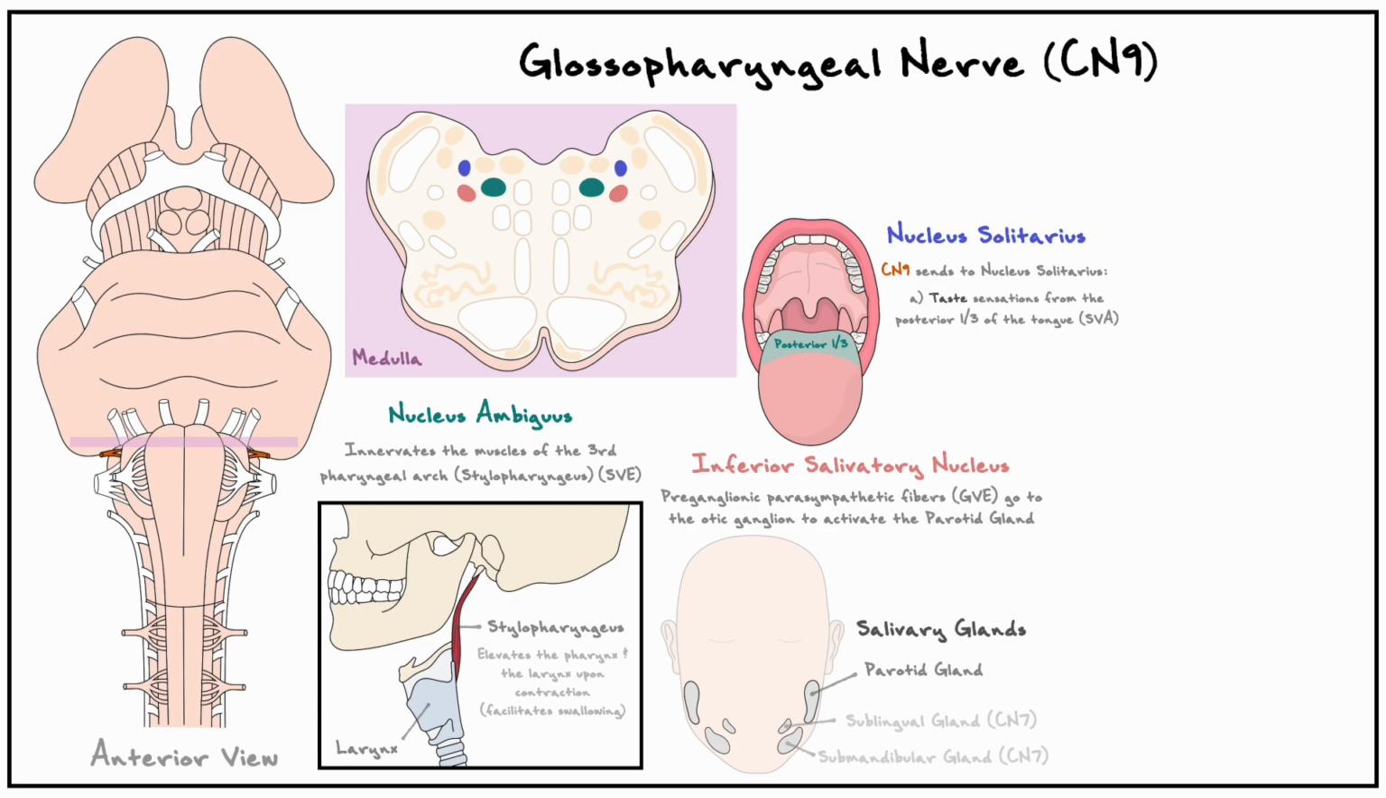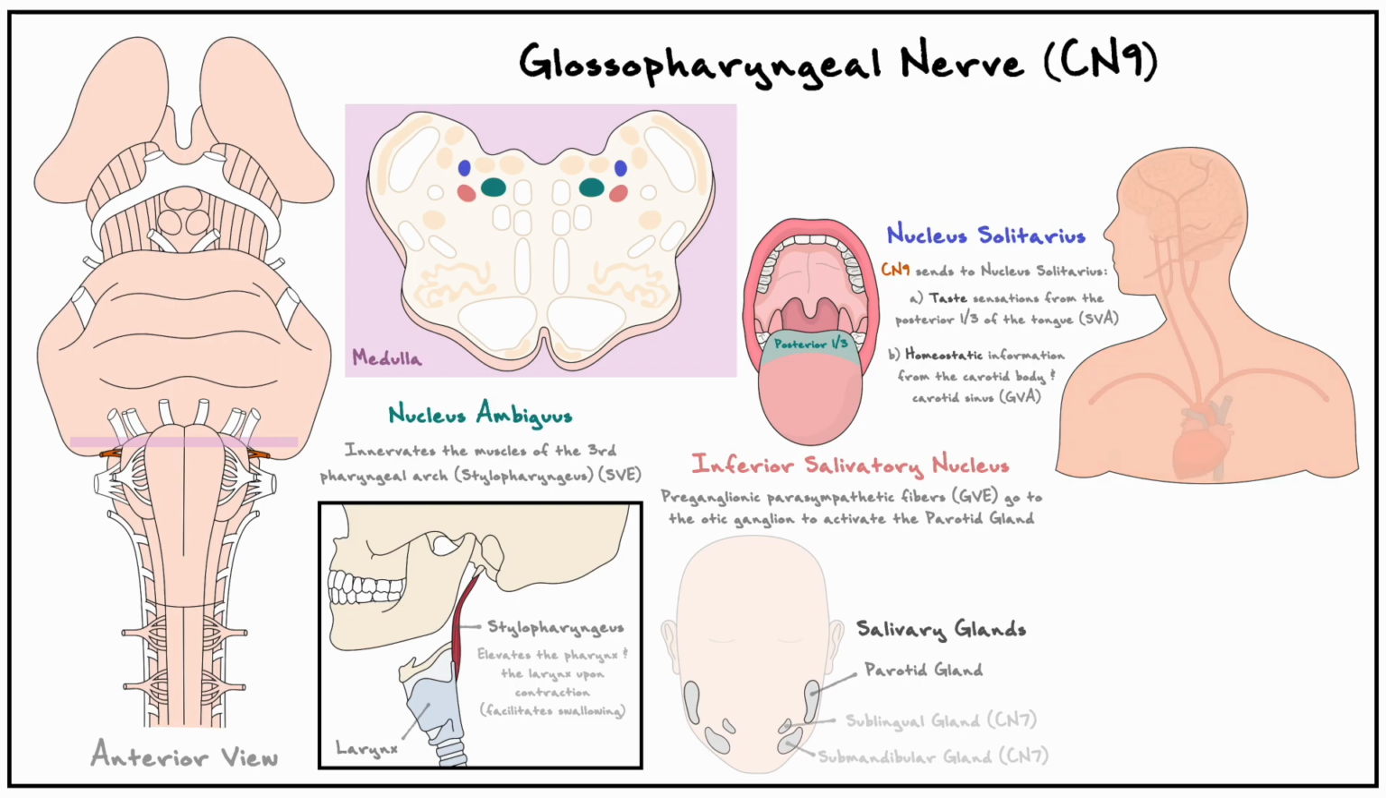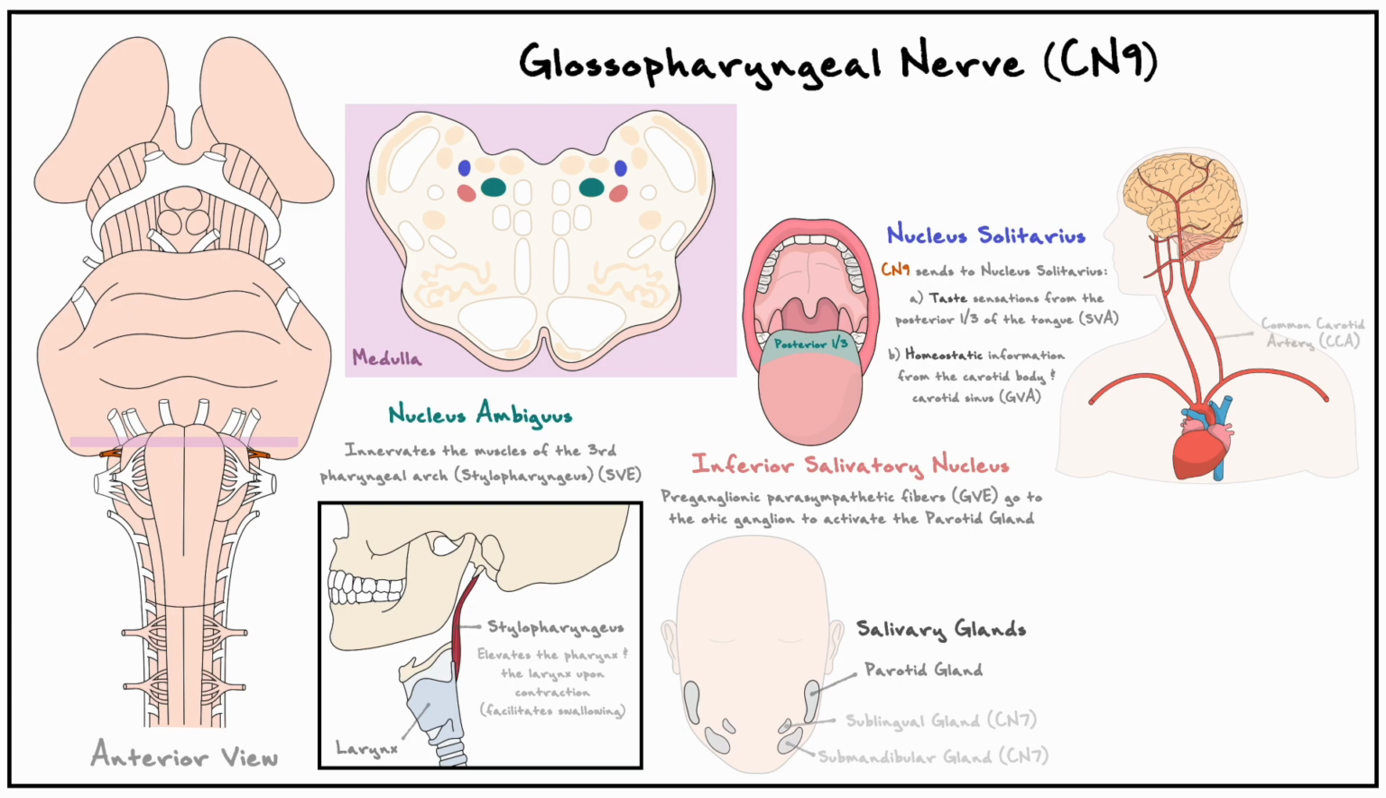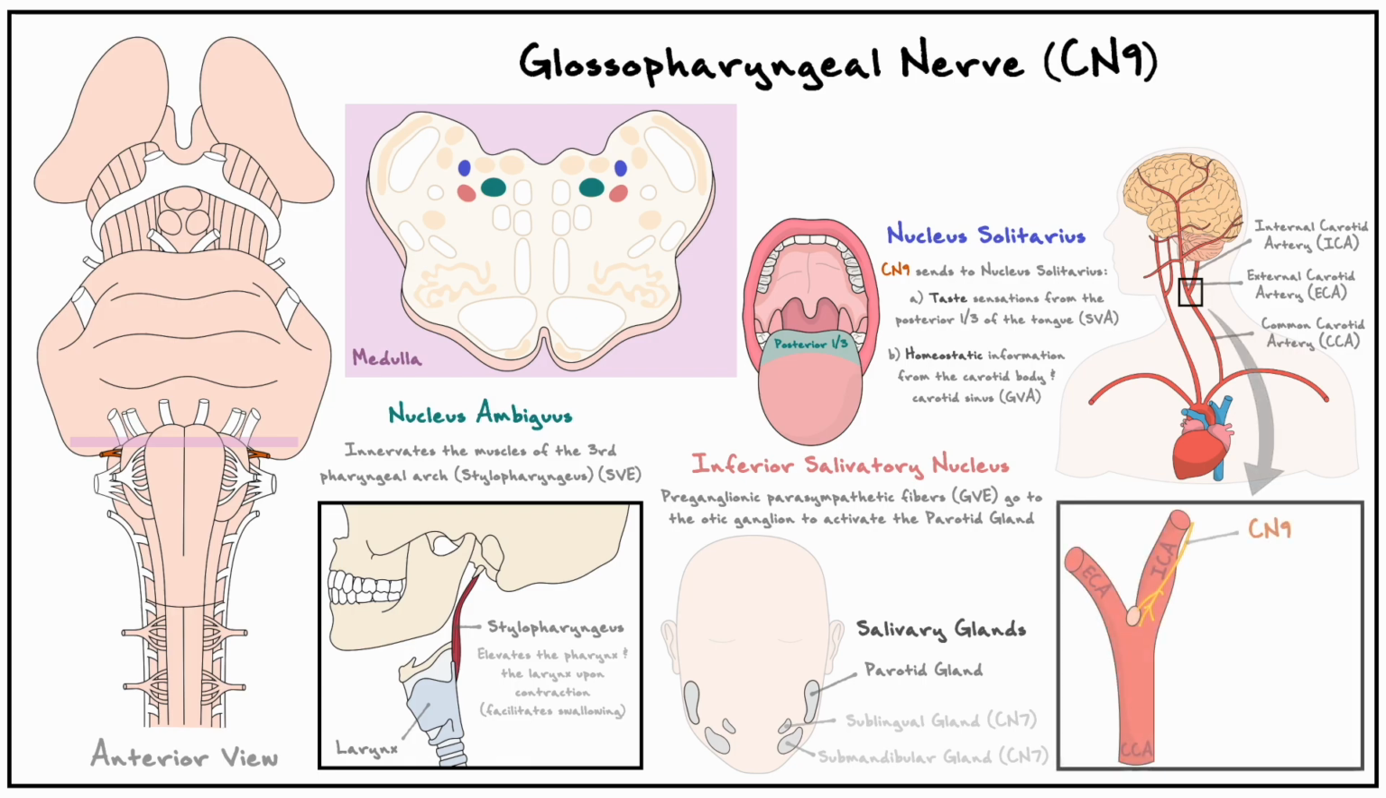In addition to these fibers, the glossopharyngeal nerve also carries general visceral afferents that innervate the carotid body and the carotid sinus. To find these 2 structures, we can consider how the heart provides oxygenated blood to the head and the neck. The main blood supply originates in the common carotid artery and then branches into the internal and external carotid arteries. At the bifurcation of the internal and external carotid arteries is where both the carotid sinus and body are located.